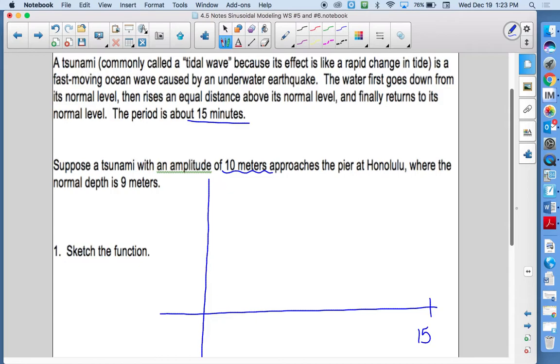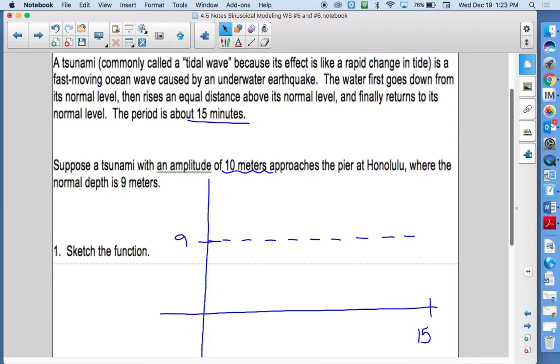So using those two pieces of information, how could we try and get a little bit more sketched here, Brandon? Since the normal depth is 9 meters, that's the sinusoidal axis. Right, so that's where the current water level is as it's just resting. So it's resting at a location of 9 meters. That would be the sinusoidal axis. So instead of it being at 0, like all the other problems we did with the Ferris wheel and the water wheel, where it was at 0 because it was sitting on the ground, now the water is at a distance of 9 meters. So that would be the middle of the graph.